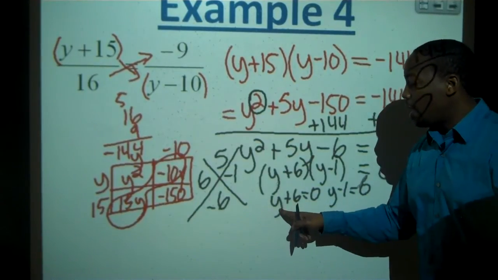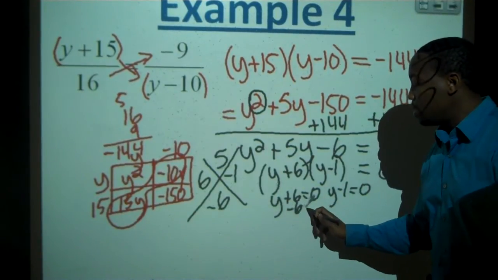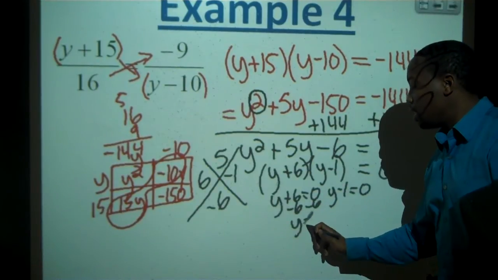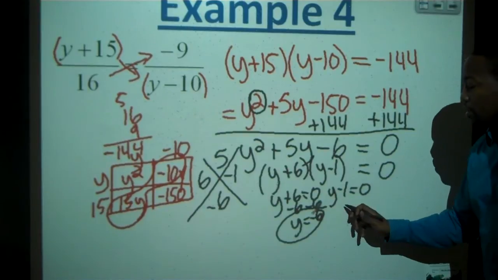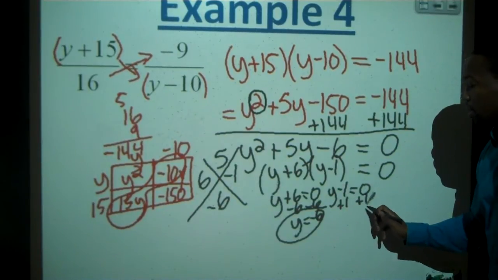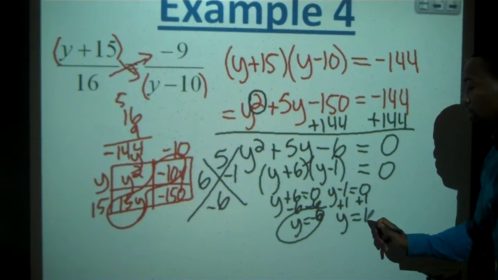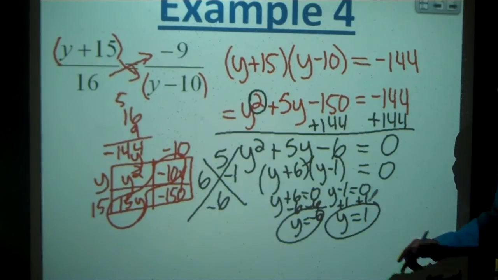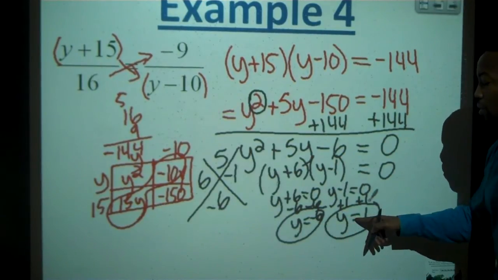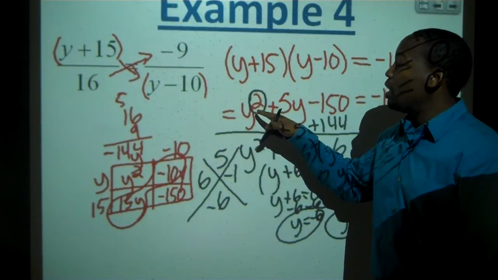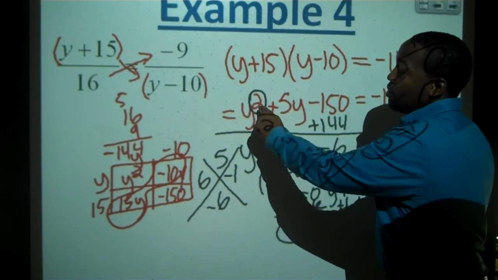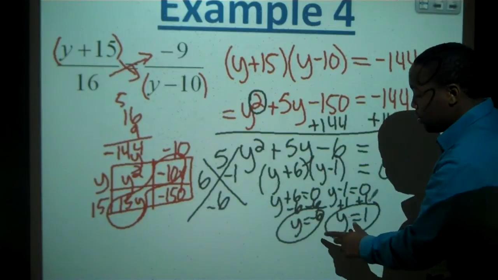And when I solve for y, minus 6 on each side, I get y is equal to negative 6. So that's the first answer. When I solve for y here, it's plus 1, right? And so y is equal to 1. So my answers are y equals negative 6 and y equals 1. And as you see, it correlates to the highest exponent. If I have something squared, I have 2 answers.